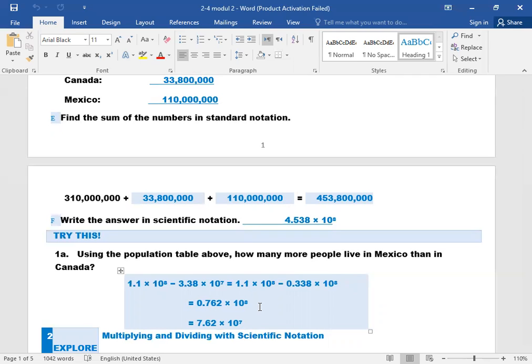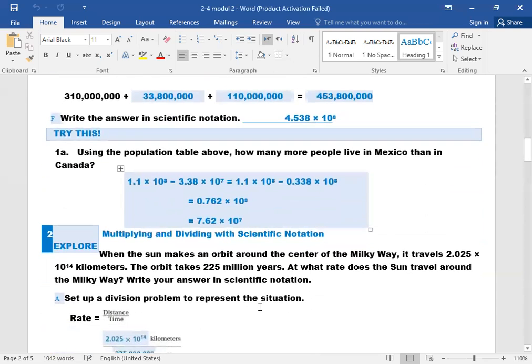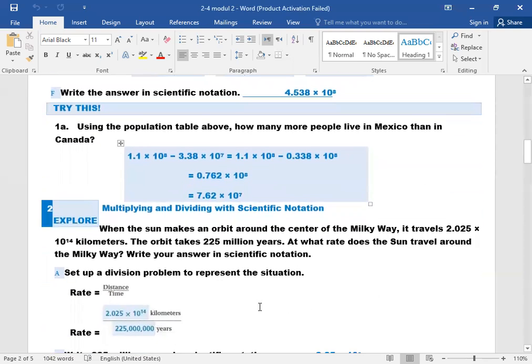So this is for add and subtract with two different methods. Now we will move to multiplying and dividing scientific notations.